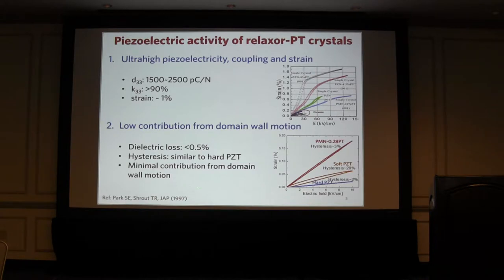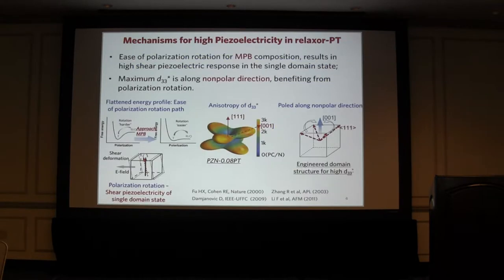This means that the contribution from domain wall motion is minimal in the relaxor-PT crystals. So the ultra-high piezoelectric activity of relaxor-PT crystal has to be attributed to the intrinsic piezoelectric response. From the intrinsic aspect, we can see from this figure, with a composition close to the morphotropic phase boundary, the free energy profile becomes flattened. So there is an easy polarization rotation path, as published by Professor Cohen and Professor Fu. And the easy polarization rotation path will result in a high shear piezoelectricity in a single domain crystal.